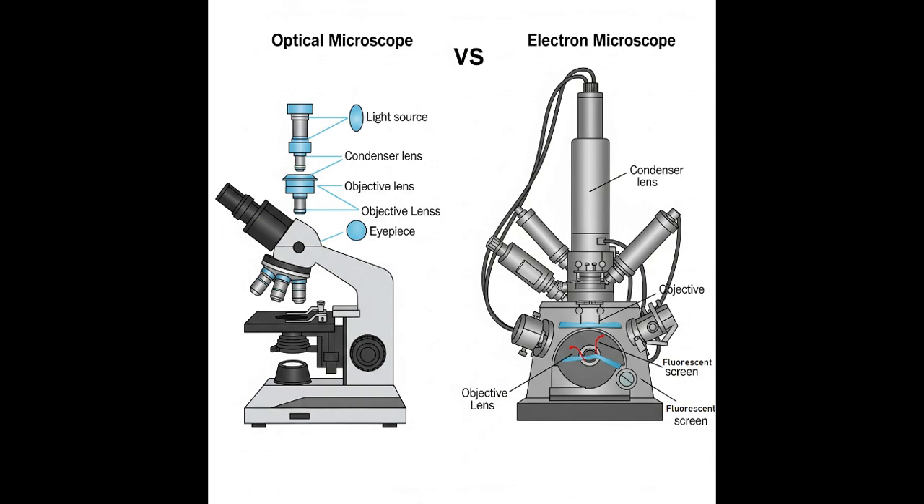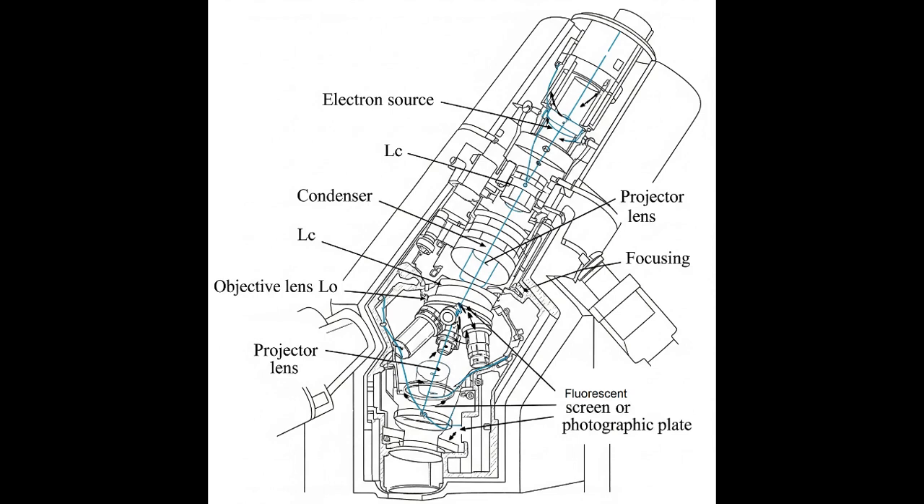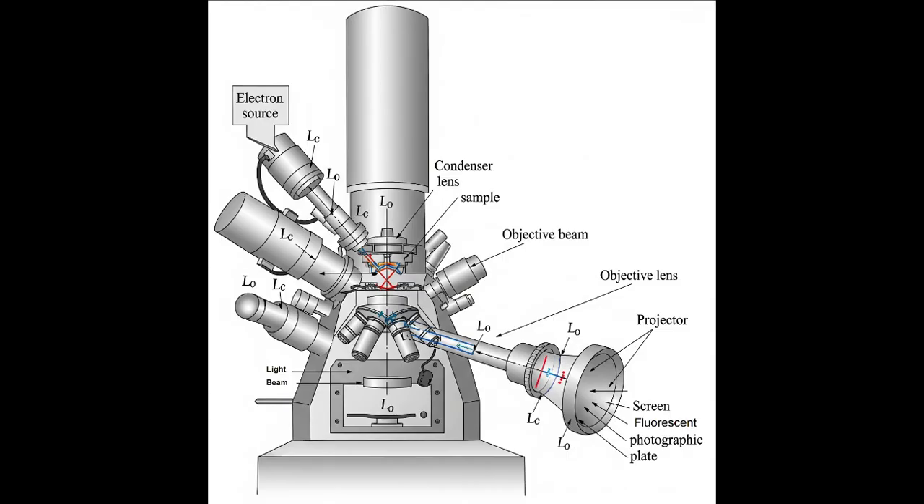Now let's shift our focus to the right side, which shows the basic layout of an electron microscope. You'll immediately notice some striking differences, and most of them relate to the fact that we are using electrons instead of light. First, the electron microscope is often depicted as a tall vertical column. That's because it needs to maintain a very high vacuum inside. Electrons scatter easily in air, so we need to remove as much of it as possible.